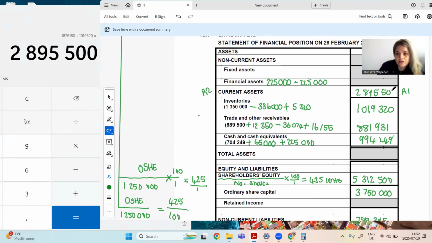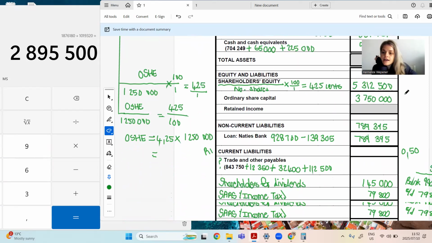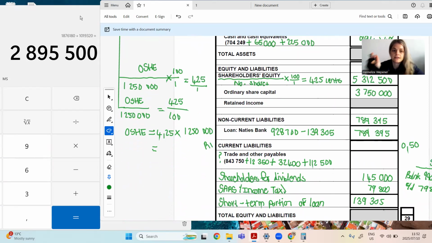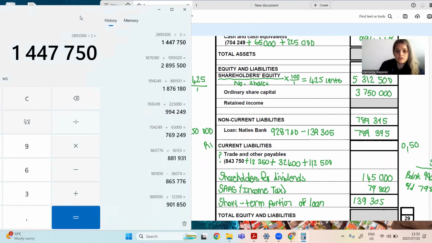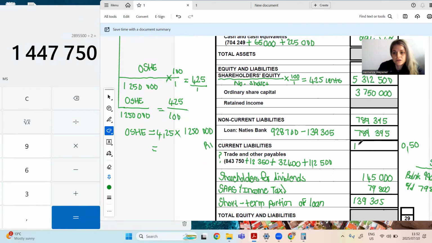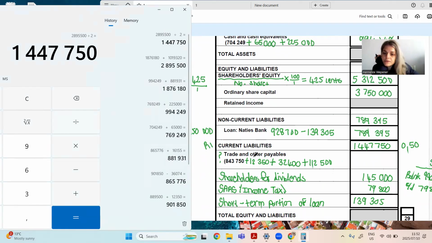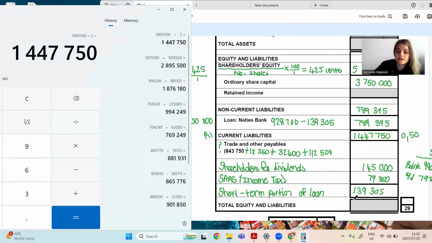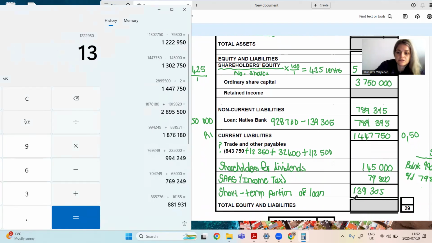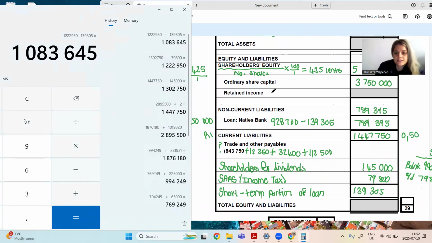And that is 2,895,500. So remember, for every 1 rand in current assets, I have only 50 cents in current liabilities. So divide that by 2 to find your current liabilities amount: 1,447,750. Then you are looking for your trade and other payables amount. So you are just going to subtract all the current liabilities amounts that you do have. Minus 79,800 minus 139,305.